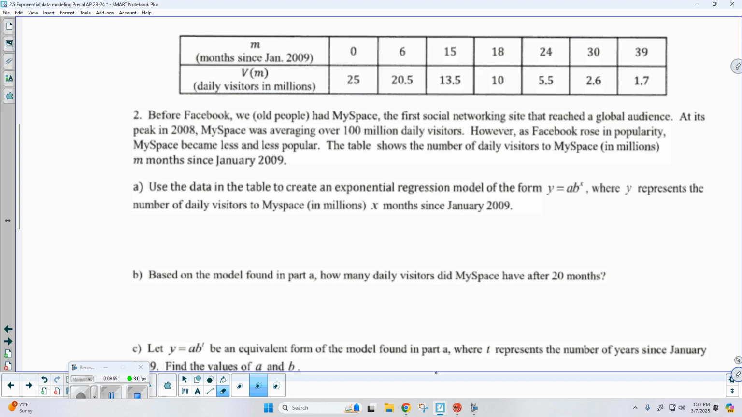Now, the reason I chose number 2 is because there's a couple of things we did earlier in the week in the notes that I really want to make sure to bring your attention to. So this one says, before Facebook, we, the old people, had MySpace, the first social networking site that reached a global audience. At its peak in 2008, MySpace was averaging over 100 million daily visitors. However, as Facebook rose in popularity, MySpace became less and less popular. The table shows the number of daily visitors to MySpace in millions, months since January of 2009.